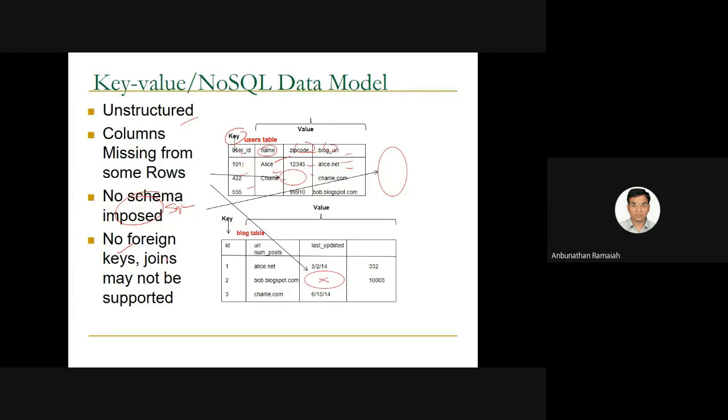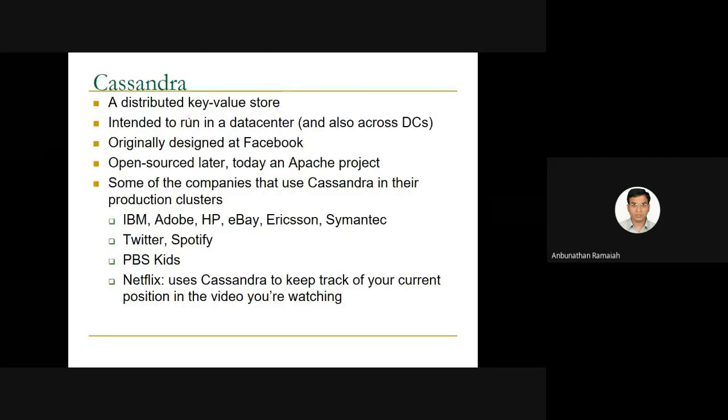How to achieve this? A distributed key value store. So distributed again, node 1, 2, 3 like that, intended to run in a data center. Originally designed at Facebook, open source later, it's an Apache project now. Some of the companies that use Cassandra in their production cluster.